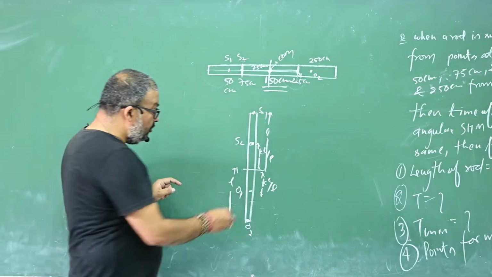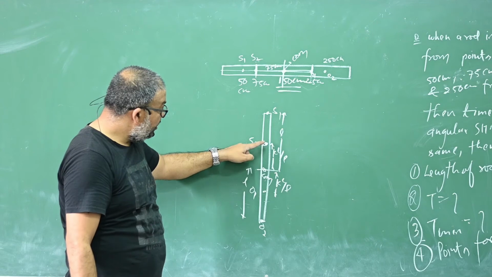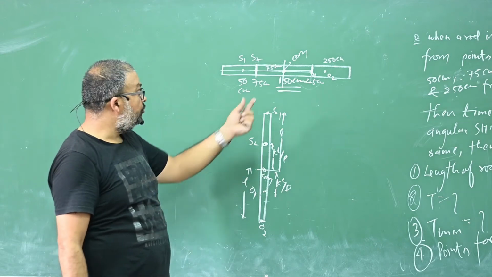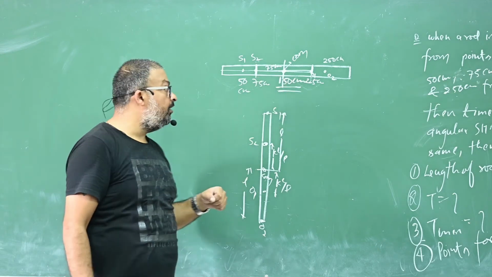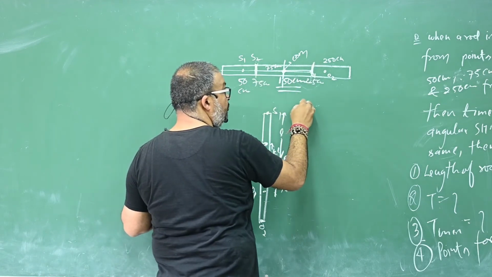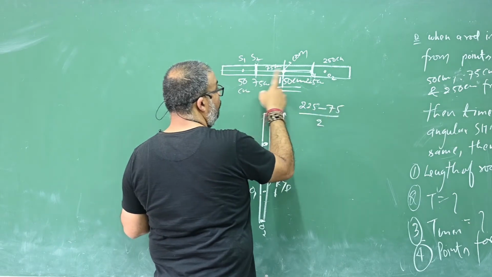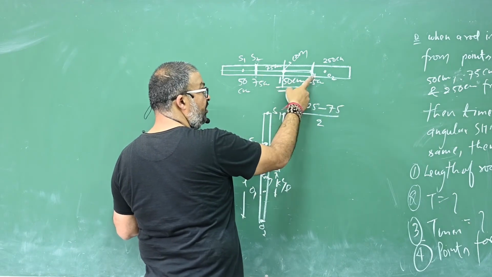So center of mass is always at equal distance from S2 and O1. So this distance and this distance should be equal. This is the point of 225 centimeter. This is the point of 75 centimeter. So 225 minus 75 upon 2. Total distance is 225 minus 75 upon 2.